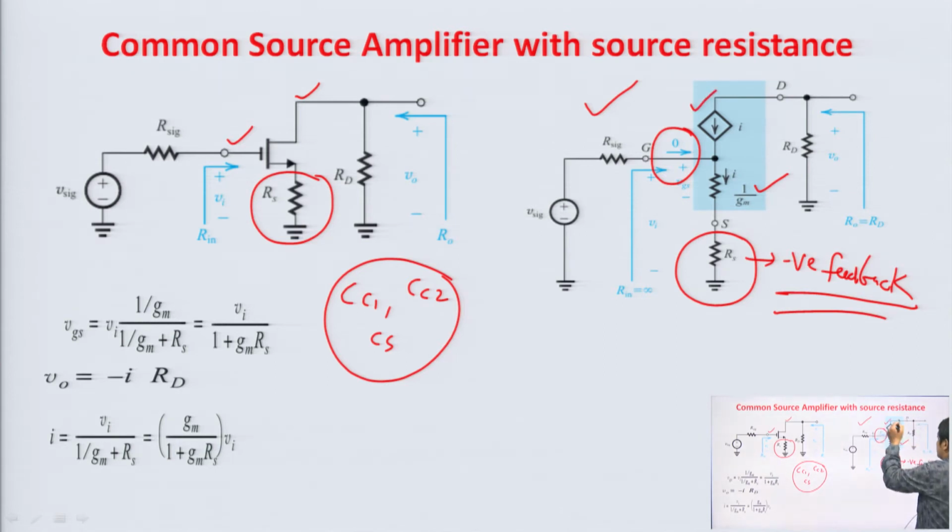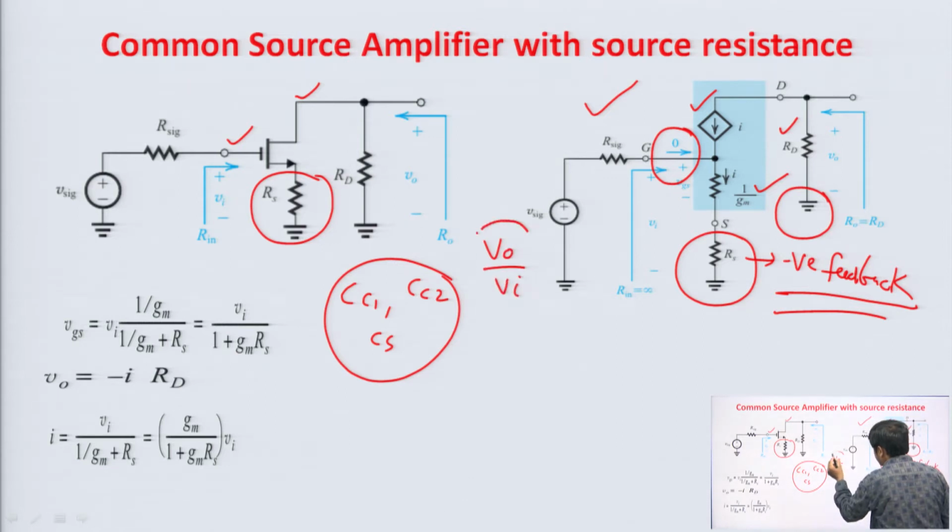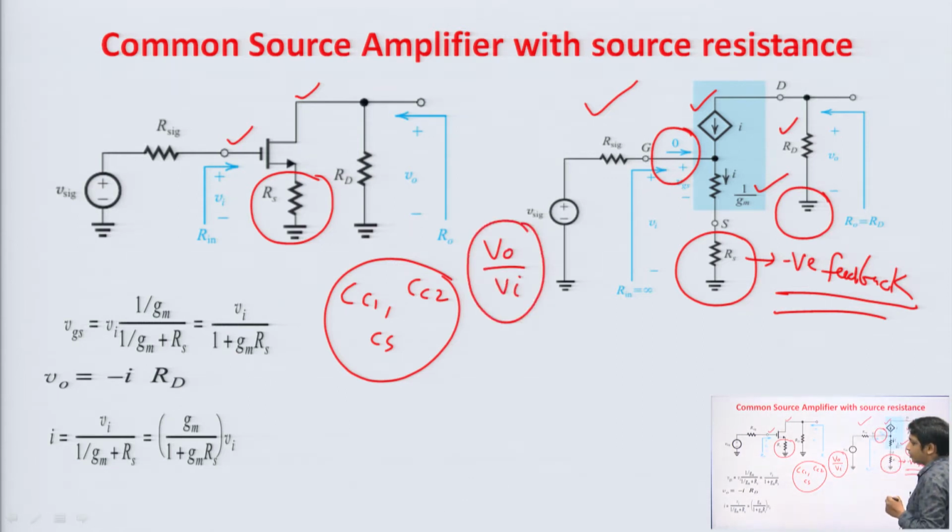This is your dependent source, fine, and RD is the drain resistance. The one terminal of the RD is connected to the VDD. So, VDD is removed, that is short circuited, fine, that is why the one terminal of the RD is grounded. Now, we have to calculate the voltage gain, that is we are going to calculate the value of V0 upon Vi from this small signal T model.